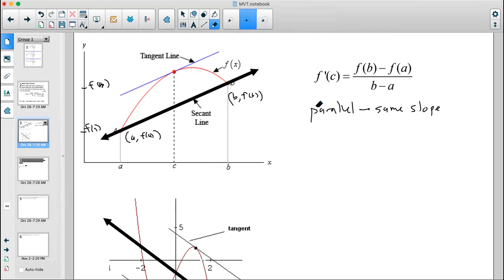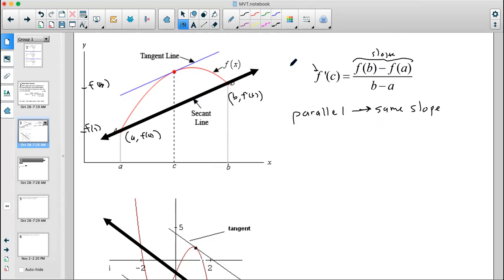That's the worst writing of the word parallel in history. I'm going to rewrite that. Parallel implies same slope. So this is a slope between 2 points, and this is the slope at a point. But these are both a slope, and the mean value theorem says that those slopes are going to be equal somewhere between A and B, assuming the function is continuous and differentiable. Differentiable means continuous. So as long as it's differentiable anywhere between A and B, this is going to be true.